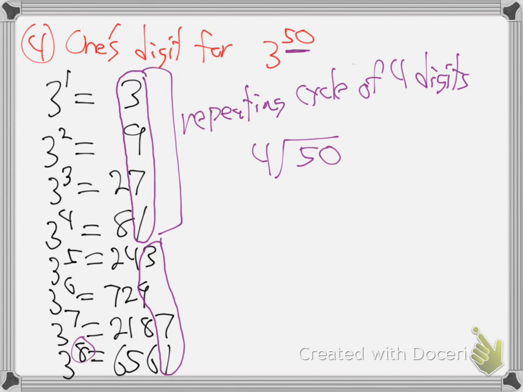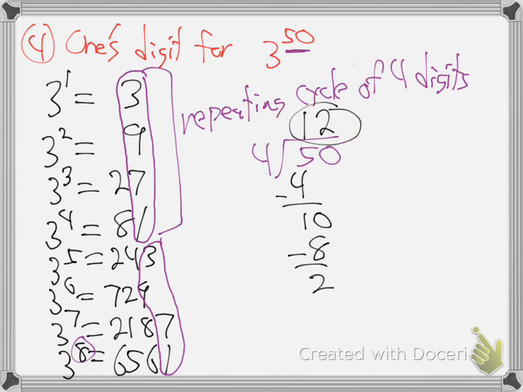It doesn't go far. What do we do now? We say, well, how many full cycles of 4 are in the 50? Well, if we long divide, 4 goes into 5 once, remainder 1, and we get 10. How many times does 4 go into 10? 2 times. 2 times 4 is 8. Remainder 2. Now, what does that mean?